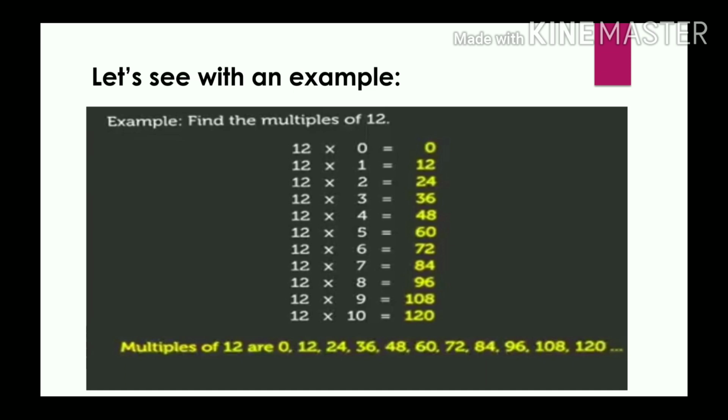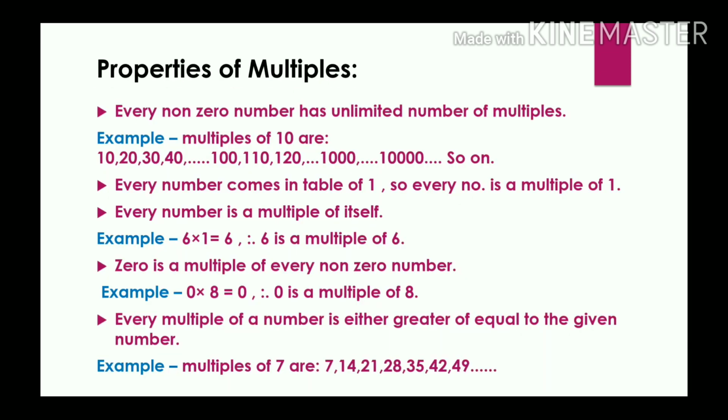In simple words, you can say multiples are the same as the tables, which you all know already. Now, the properties of multiples. First, every non-zero number has an unlimited number of multiples. For example, multiples of 10 are 10, 20, 30, 40, 100, 110, 120, 1000, 10,000, and so on.